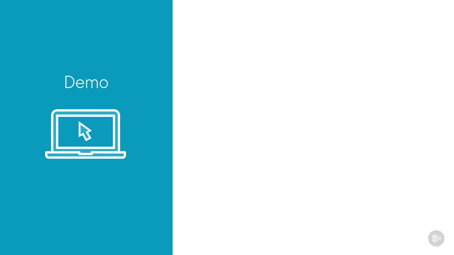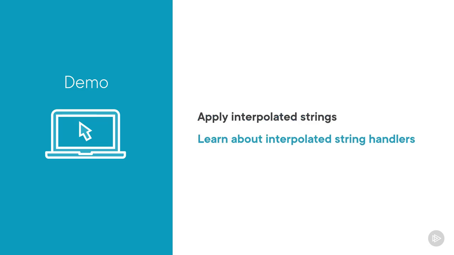In this demo, we'll learn about a language feature introduced in C#6 called interpolated strings. We will see how these provide a convenient syntax to define formatted strings. At the end of the module, we will learn about interpolated string handlers, a feature introduced in C#10 to improve performance when using string interpolation.